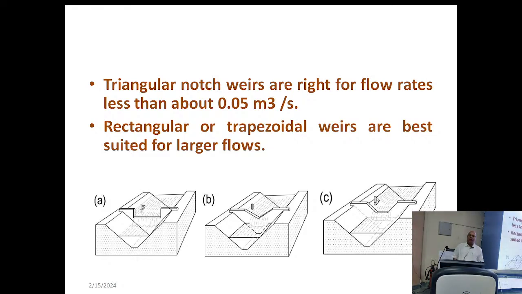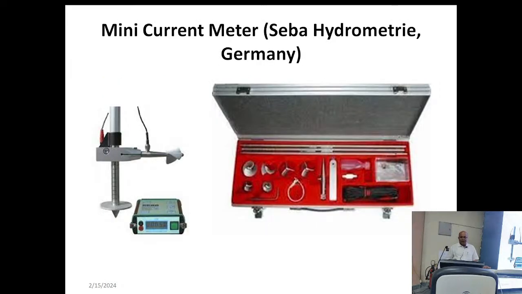And generally the flow measurement inside is less than for the triangular notch. If you go for the trapezoidal, here you can see the trapezoid.